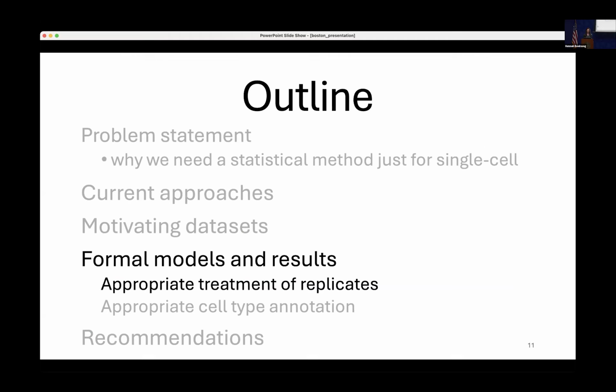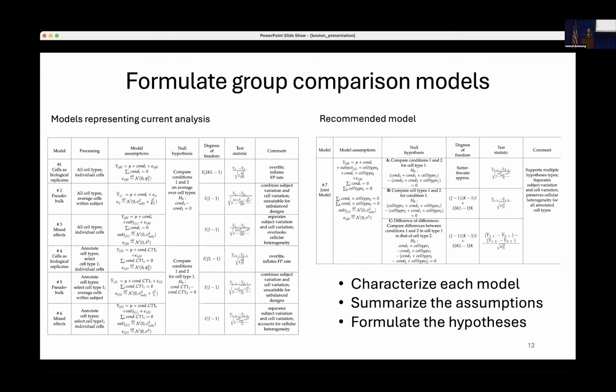In this first section, I'm just going to focus on how to actually incorporate this additional level of replication. This is the main work that we did, formulating these group comparison models. On the right-hand side are models that capture what people are currently doing, and on the left-hand side are going to be our recommendations. We characterized each model, summarized the assumptions that each model relies on, and then formulated the hypotheses.